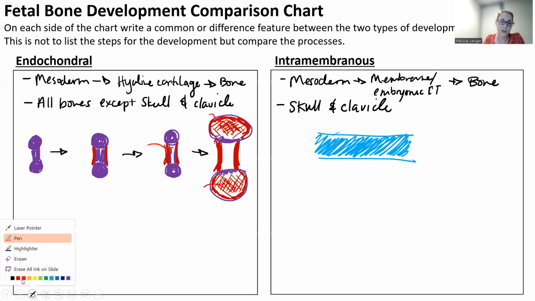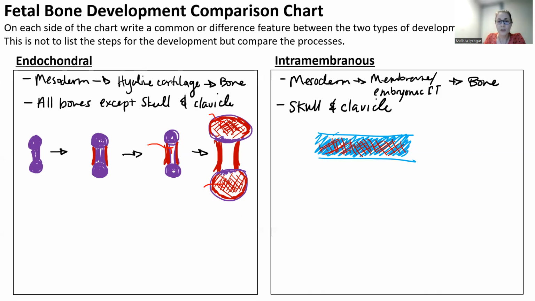So in this case, we're going to have our osteoblasts that are going to be created first, and osteoblasts are going to start to lay down spongy bone at the center of our membrane here. And that spongy bone, we're going to continue to create it from the center outwards. So basically towards the periphery, the peripheral area.